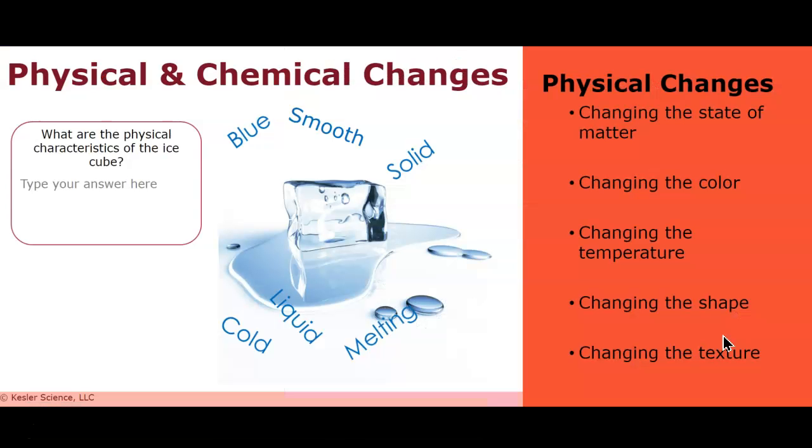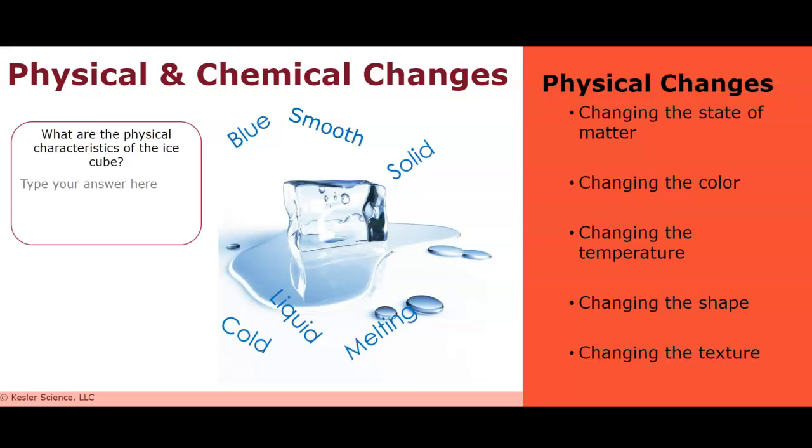So physical and chemical changes. Physical changes would be changing the state of matter, such as going from a solid to a liquid or a liquid to a gas. Changing the color. For instance, when you paint your house, it doesn't change what the house is, it just changes the color of the house. Changing the temperature, either by adding heat or removing heat.